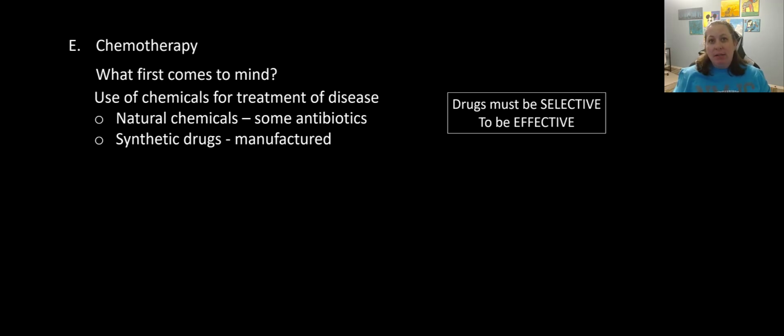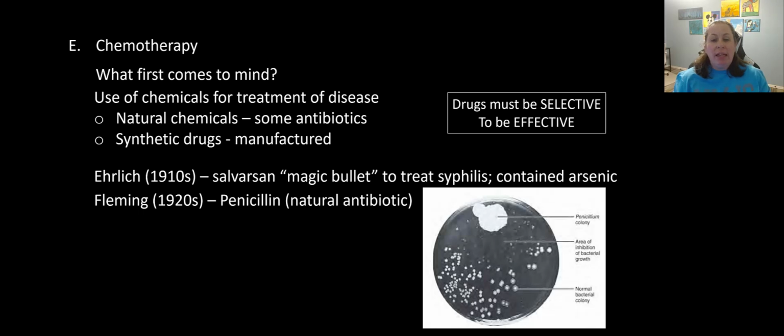And so some examples of some key players in this, Ehrlich in 1910s, he came up with salvarsan. He thought it was the magic bullet to treat syphilis. We see that it's actually not, because it contains arsenic. So arsenic we now know is also harmful, so we don't utilize this in this way. But we do see that it was used to help treat syphilis.